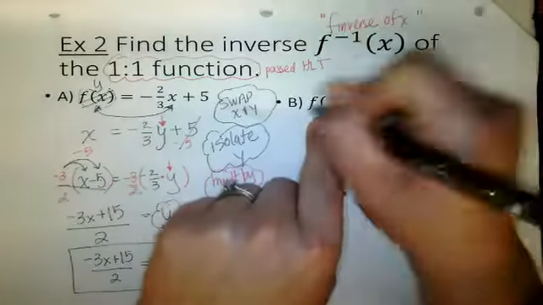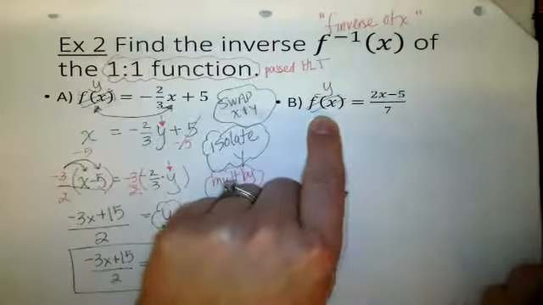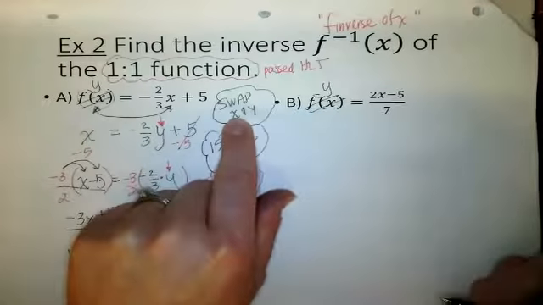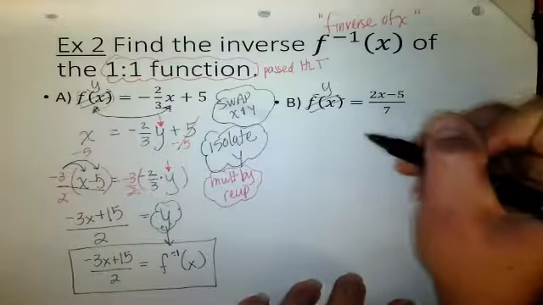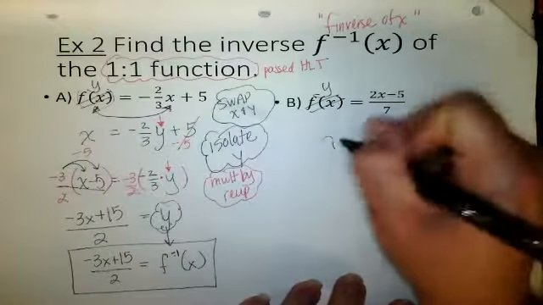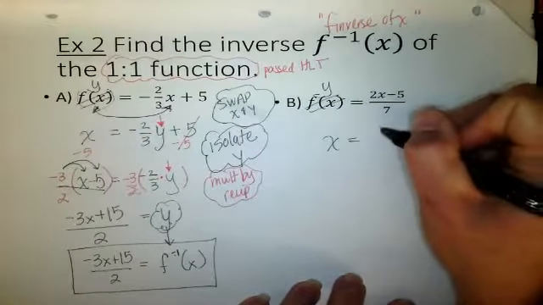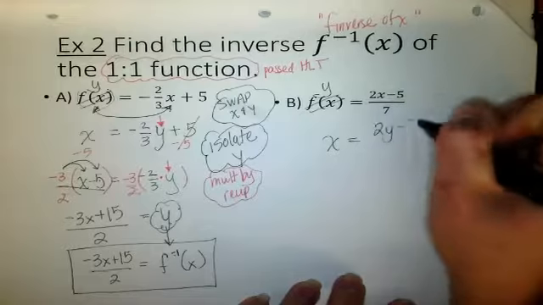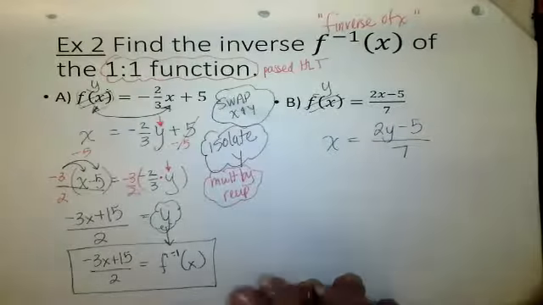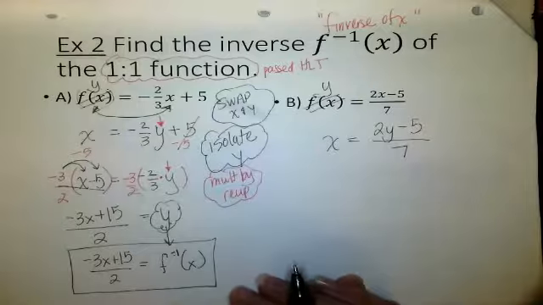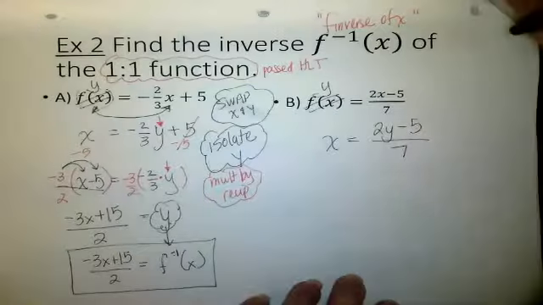Here. f of x really just means y, and our first step is to swap the x and y. So what should I write? x equals (2y minus 5), all divided by 7. This is a slightly different setup here. What do you think you want to do first?